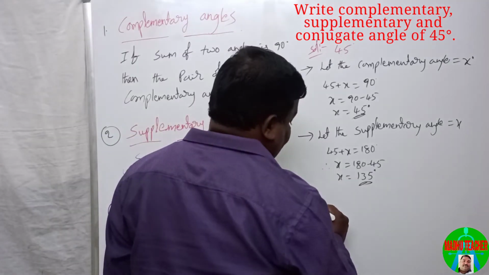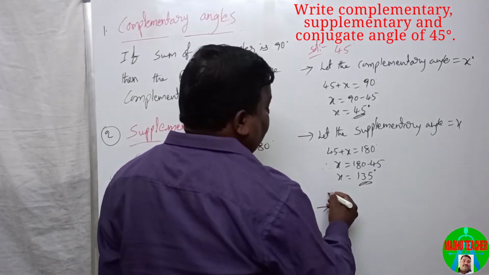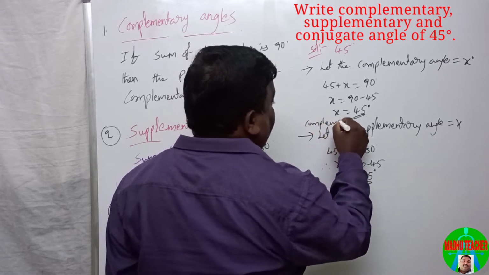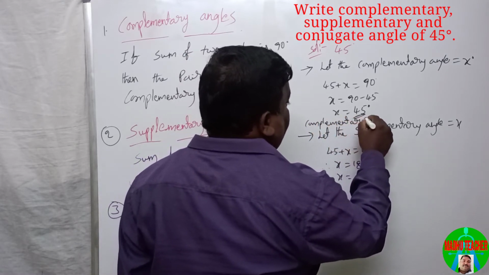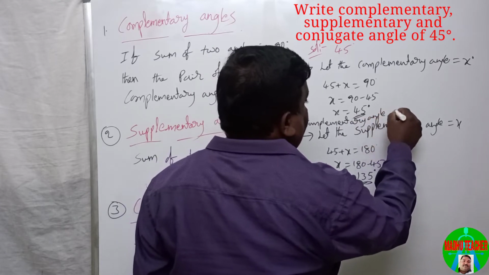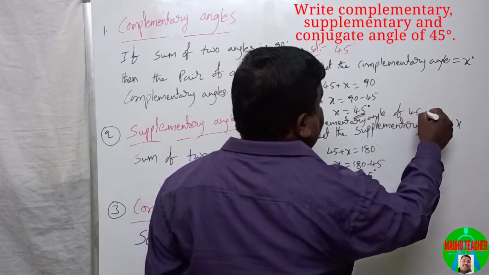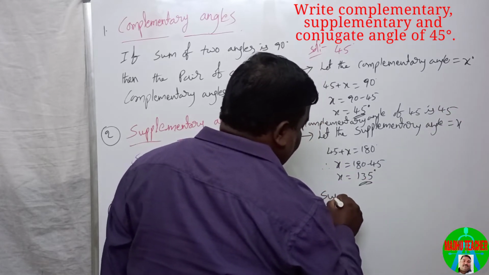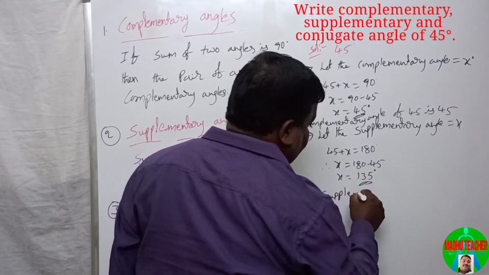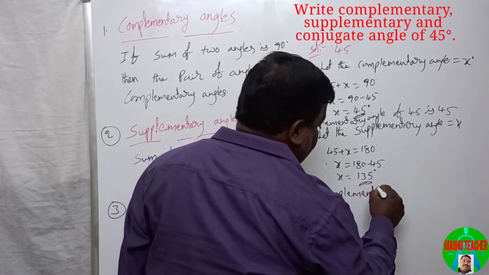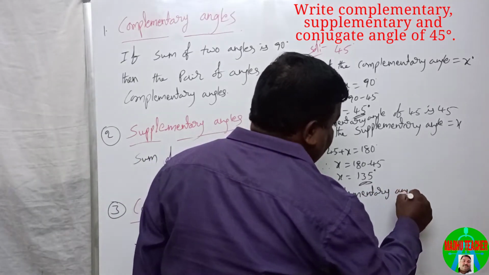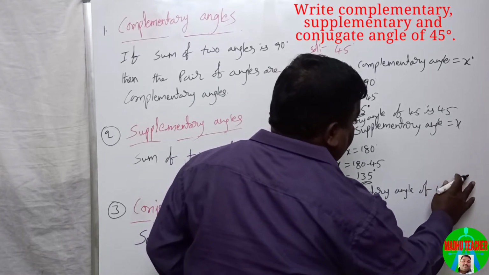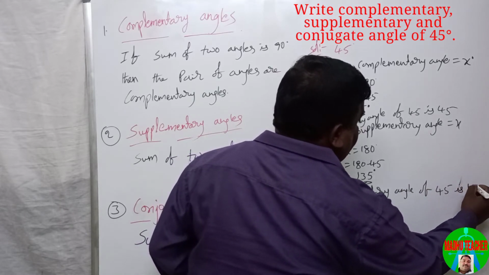Next, the third one, that you have to write here. Complementary angle of 45 degrees is 45. Here supplementary angle of 45 is 135.